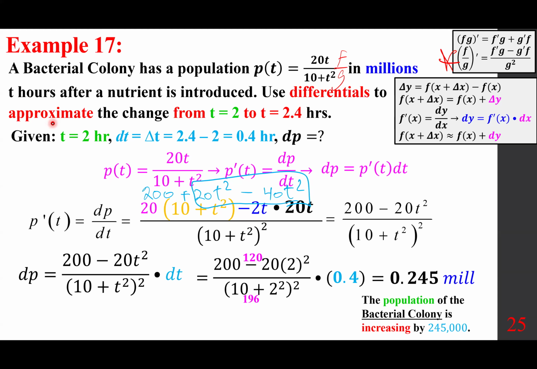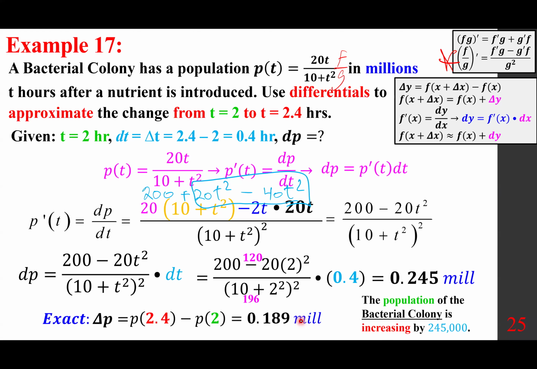Can we find the exact? And the answer is yes, it's delta P, which means P of T, plug in 2.4, plug in 2, calculate the difference, P of 2.4 minus P of 2. When you do the math, you get 0.189. That means 189,000. One might say these two numbers, difference is huge. The approximation versus the exact. In other words, dp versus delta p. Yes, it is. Here's the reason.